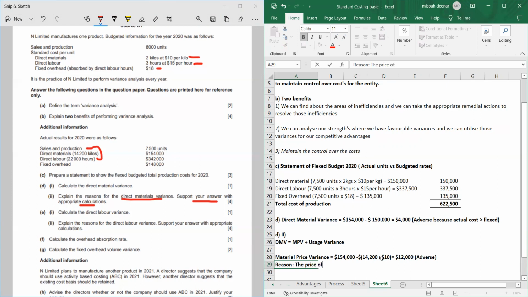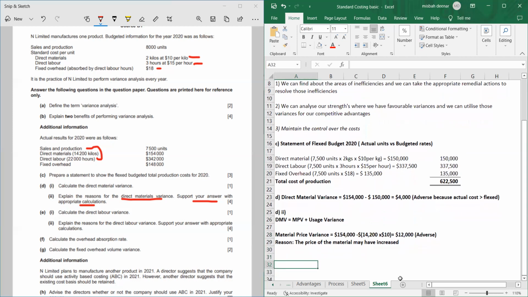So the reason for it would be the price of the material may have increased. If you can see, we assume that our cost would be 142,000. If we multiply 14,200 by 10, 142,000. But instead our cost was 154,000. So we are getting a higher cost. So 12,000 adverse variance. The reason: the price of the material may have increased.